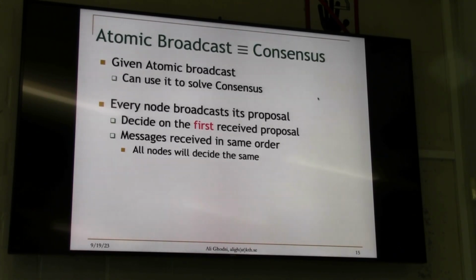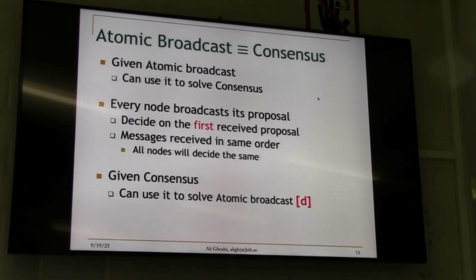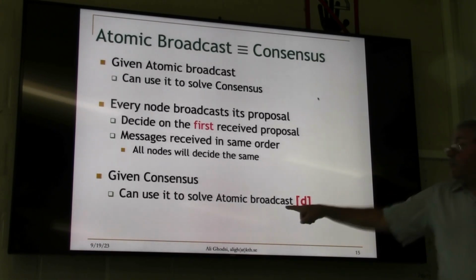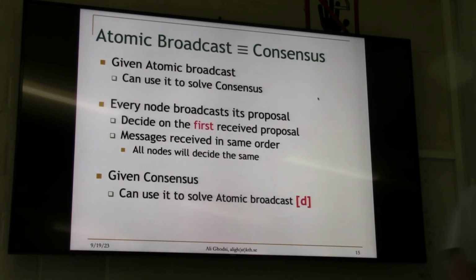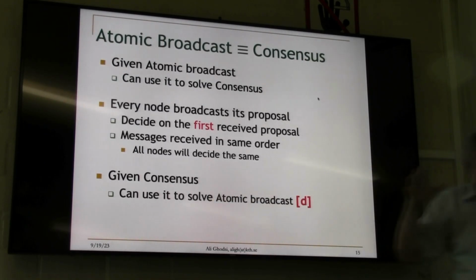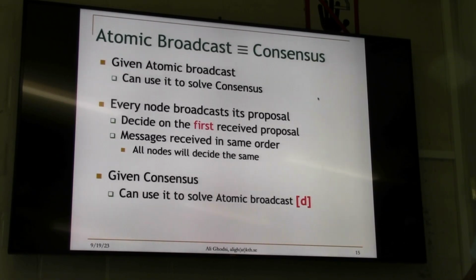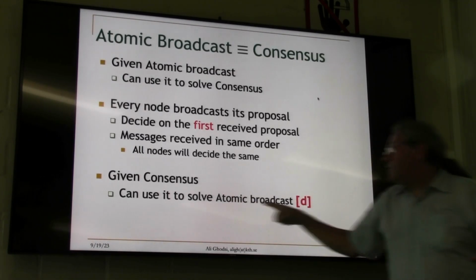What about the other direction? I now have an algorithm, a running piece of code, that implements consensus. It means all nodes propose, you run the algorithm, and they will all decide on the same thing that was one of the proposals. Well, I'm telling you now, if I have that, I can actually implement atomic broadcast very easily. How would I do that? When I put a little d here, it means that you guys are going to give the answer. So how would you do that? Assume now I have a consensus algorithm, a piece of code running, tested, bug-free. With that, I can implement atomic broadcast.